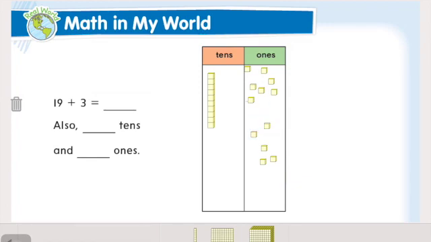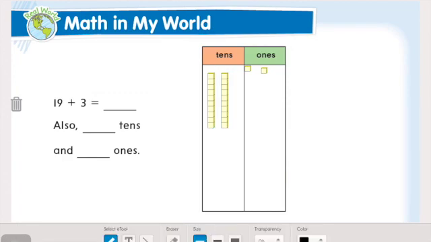So let's see if we have more than 10. 3, 4, 5, 6, 7, 8, 9, and 10. Do we have more than 10? 11, 12. Yes, we do. So let's take these 10 that I counted out and let's trade them in for a 10 rod.